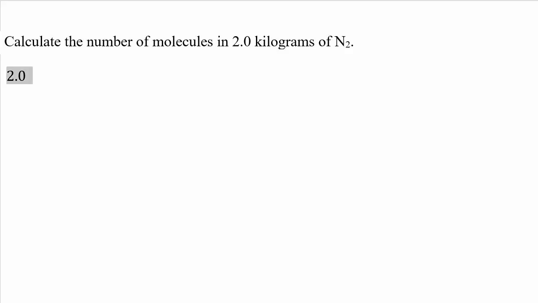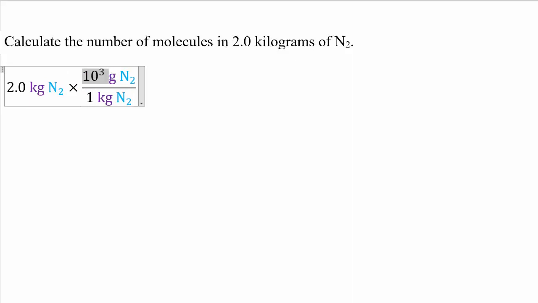Then, we multiply by the first conversion factor, which involves placing kilograms of nitrogen in the denominator and grams of nitrogen in the numerator. Since the kilogram is a larger unit, we establish that 1 kilogram equals 1,000 grams, or, more elegantly, 10 to the power of 3 grams.